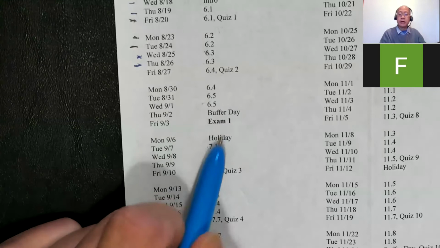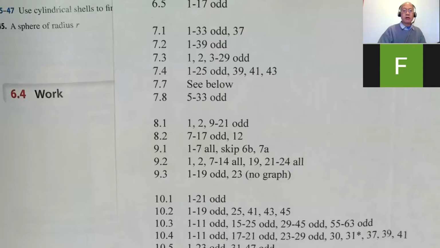Okay. All right, so I'm going to introduce a little bit of work. The next topic is the physics idea of work. 6.4, work. This is another section where it may not be obvious how to do these problems. I did not give you that many problems. Some of these problems can get really long. So it seems like there's not many problems. 1, 2, 3, 4, 5, 6, 7, 8 problems.